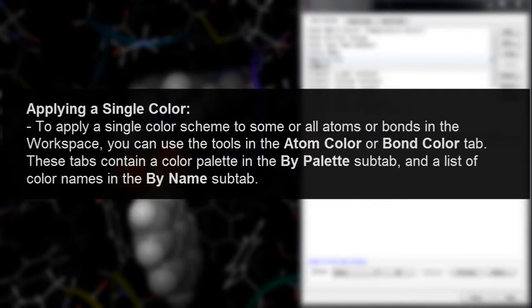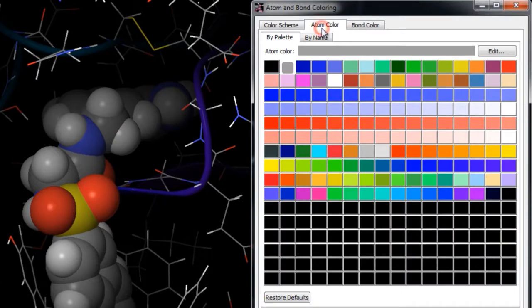To apply a single color scheme to some or all atoms or bonds in the workspace, you can use the tools in the Atom Color or Bond Color tab. These tabs contain a color palette in the By Palette subtab and a list of color names in the By Name subtab.